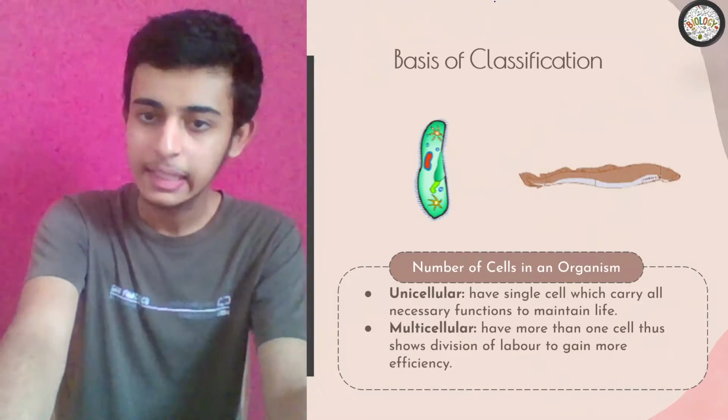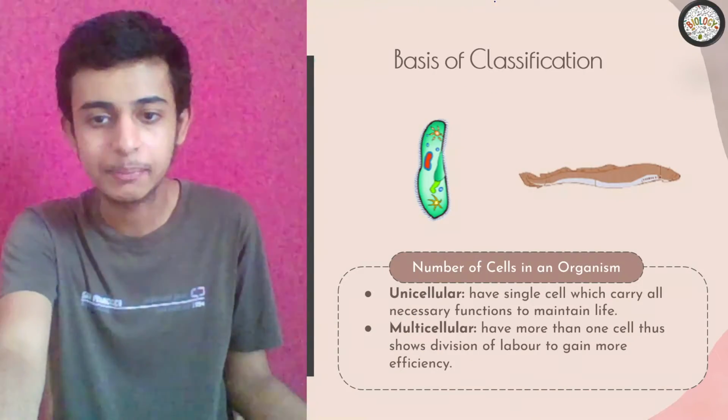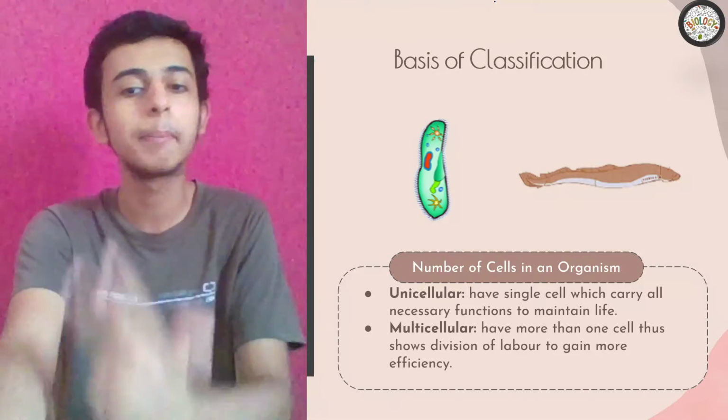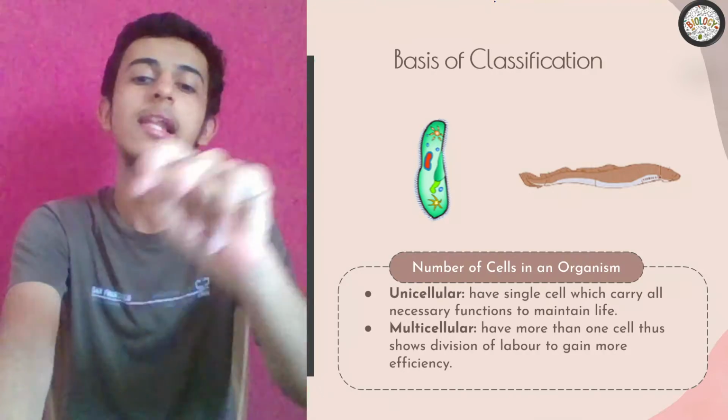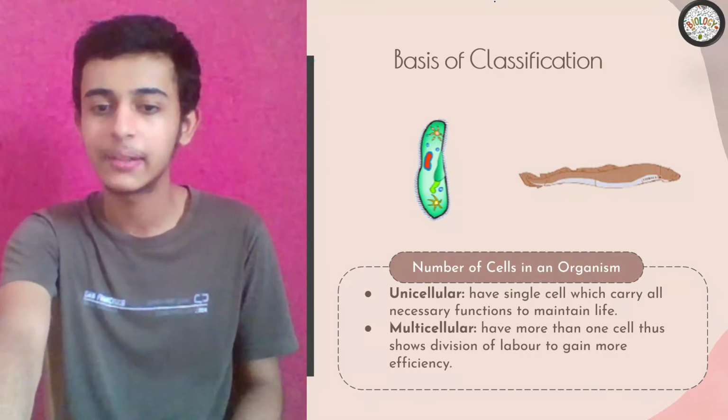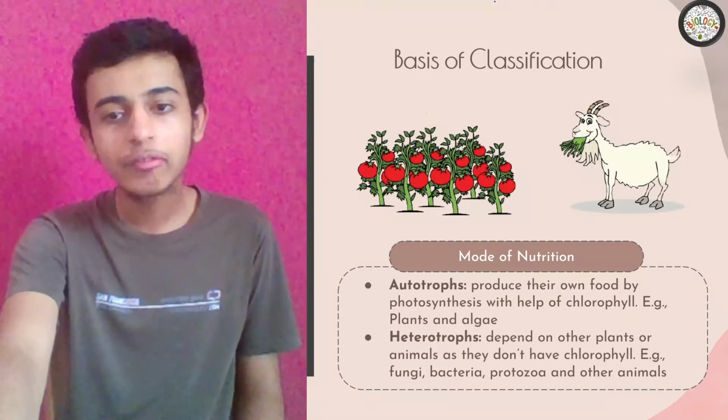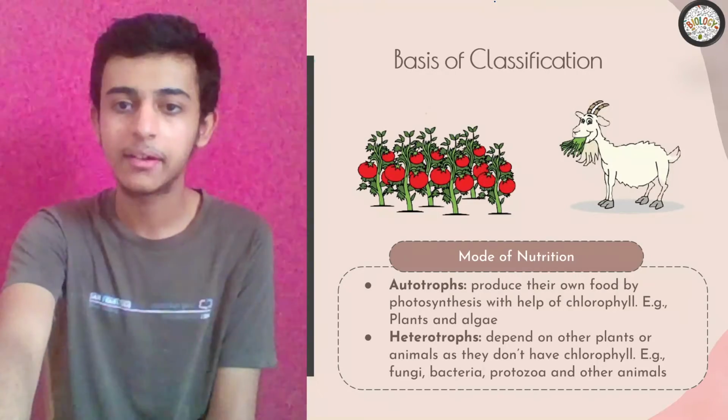Okay. Now, number of cells in an organism. So, number of cells: unicellular, multicellular. Unicellular, one cell. Multicellular, many cells. Okay. Mode of nutrition: autotrophs, heterotrophs.